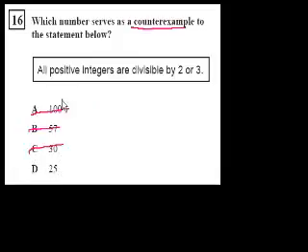But here we have 25. It's a positive integer. And it is neither divisible by 2 nor 3. So it disproves the statement. So it is a counterexample. And so the answer is D.